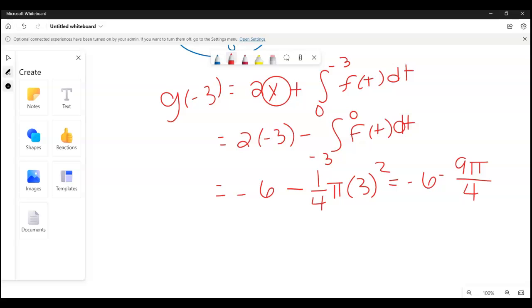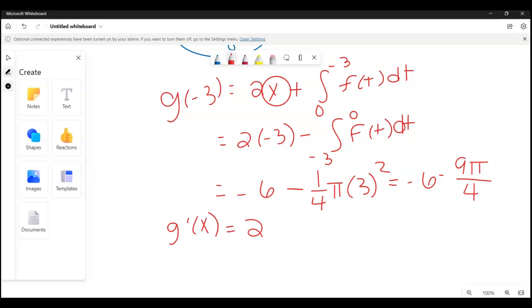Okay, then it says find g prime of x and evaluate g prime of -3. So g prime of x is the derivative. What's the derivative of 2x? 2. And then the derivative of an integral? It's just f of x.